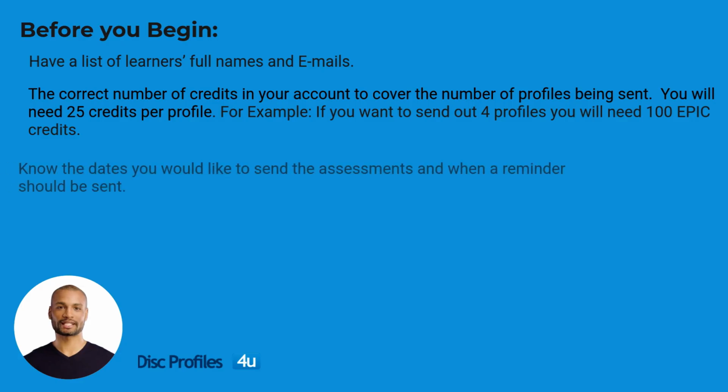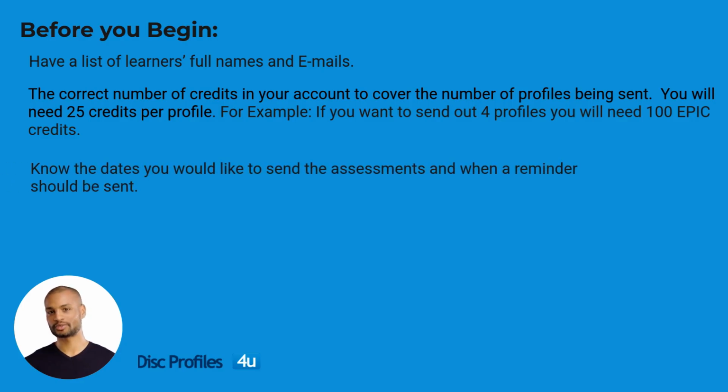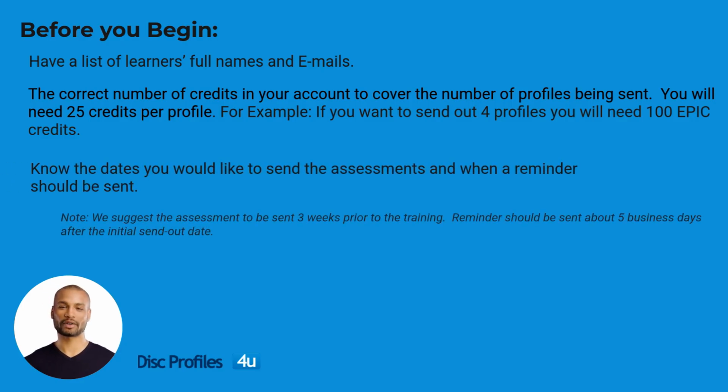Know the dates you would like to send the profiles and when a reminder should be sent. We suggest sending the profile 3 weeks prior to the training to give the learners 10 working days to complete the profile. The reminder should be sent about 5 business days after the initial send-out date. You will want all profiles completed in plenty of time before training.